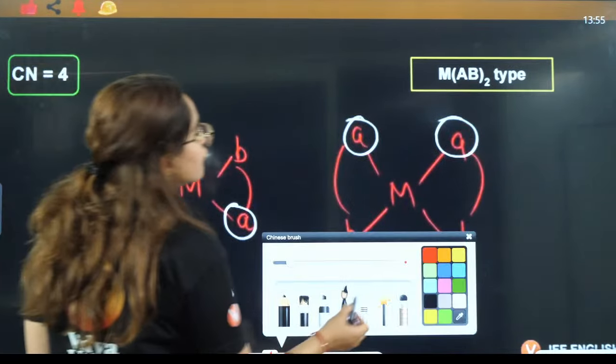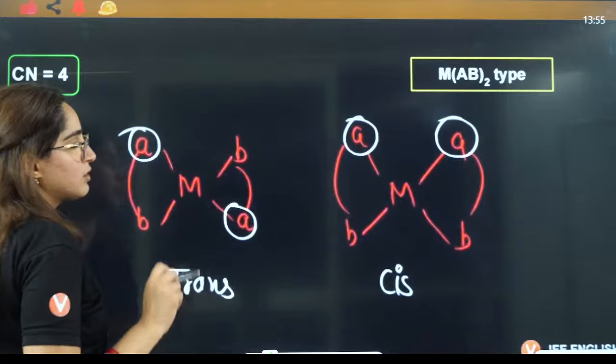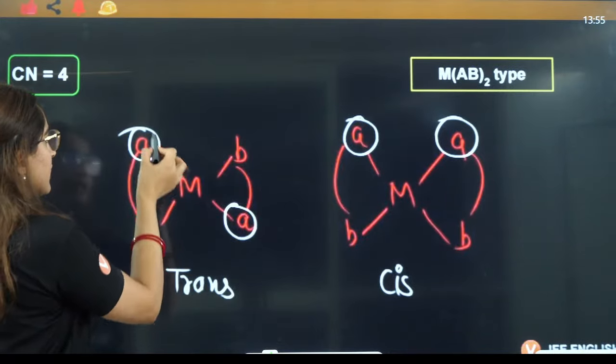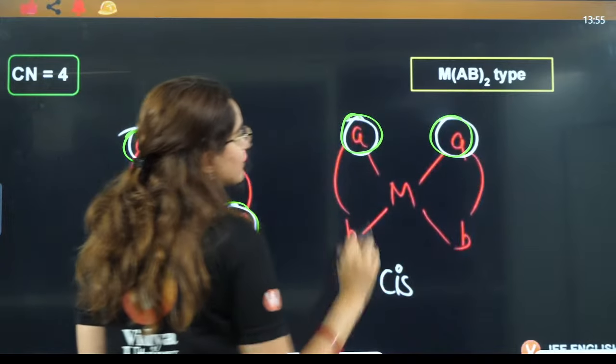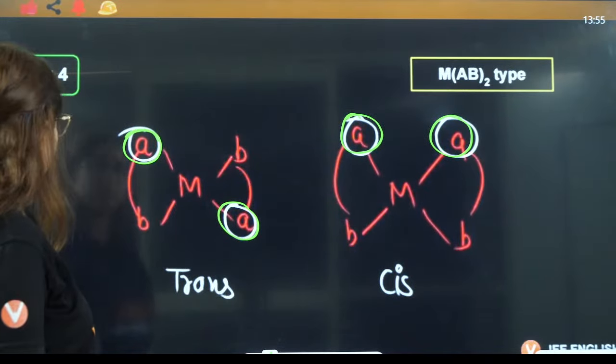Then you have an unsymmetrical bidentate ligand. These are opposite to each other, so it is trans. This is next to each other, then it is cis, right?